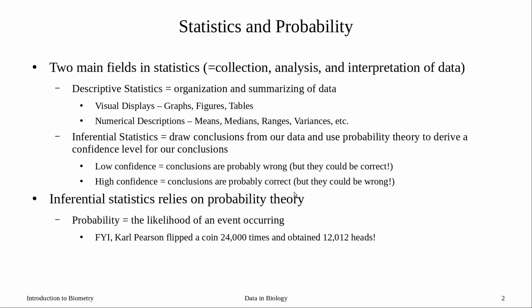When we do inferential statistics, we rely on probability theory. Probability is the likelihood of an event occurring. A lot of this was developed in the past. For example, Karl Pearson was pretty big in the field of statistics and biology, and we mentioned him. When he developed some of his theories, such as the binomial theorem, he flipped a coin 24,000 times just to record the outcomes to see if his predictions actually matched what the math tells him. Out of those 24,000 flips, he obtained 12,012 heads. Pretty darn close to 50-50.